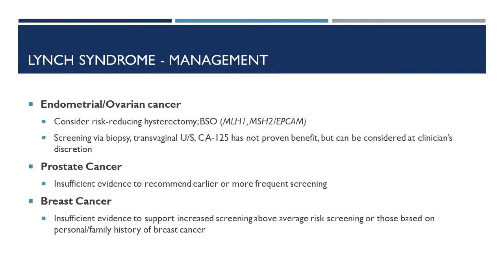Screening for endometrial and ovarian cancer via endometrial biopsy, transvaginal ultrasound, and CA125 do not have a proven benefit, but may be considered at a clinician's discretion, such as in women with a family history of these cancers.